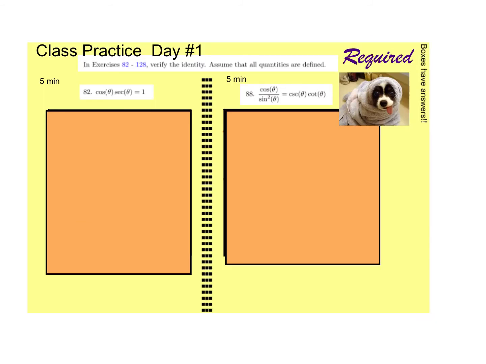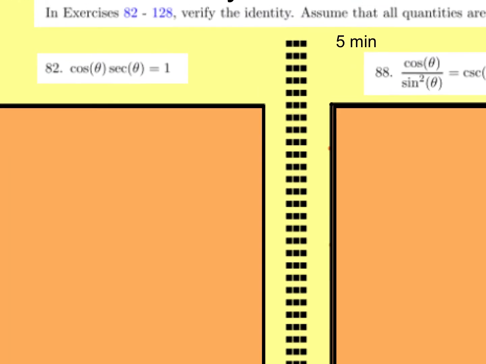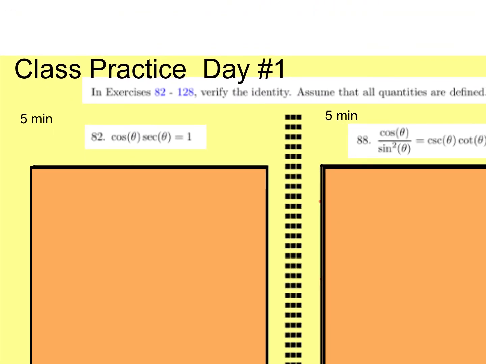Okay, so this is a good starter page. This is not meant to be the homework technically yet. This is meant to be in class, but we are in class. They say, verify the identity. That's a typical question. What they're asking you to do is to simplify it down and show that this really is equal to 1.